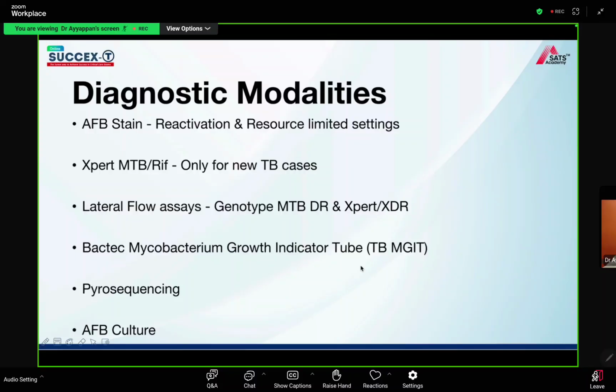So the other thing which is of interest is the Mycobacterium Growth Indicator Tube, or the newer culture mechanism, MGIT, which is a liquid culture wherein you can get a TB culture report within 3 to 4 weeks, whereas the conventional may take more than 4 to 6 weeks. Now, the other one which is of interest is pyrosequencing, wherein the resistance to the majority of the first line and the second line agents is given in the report.